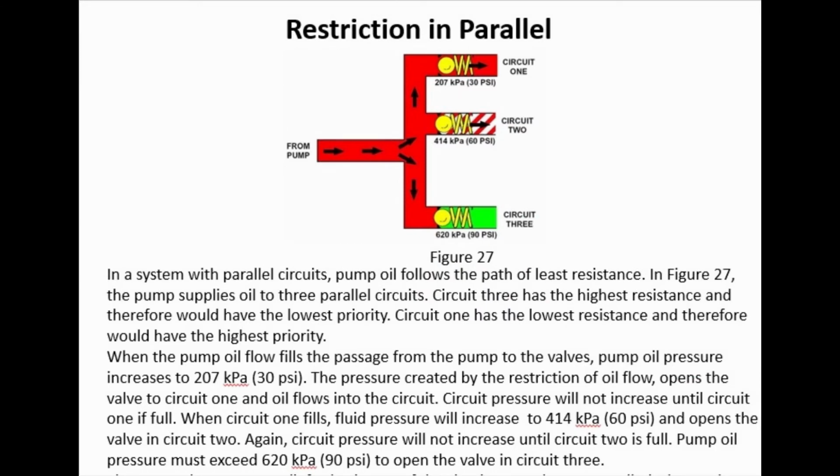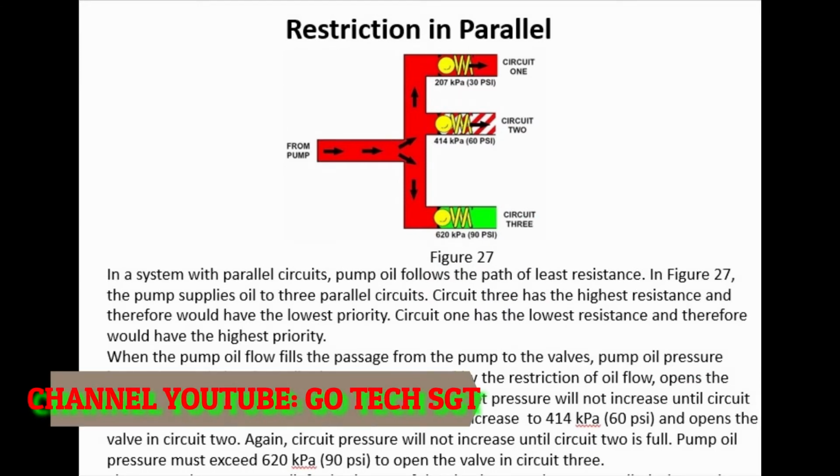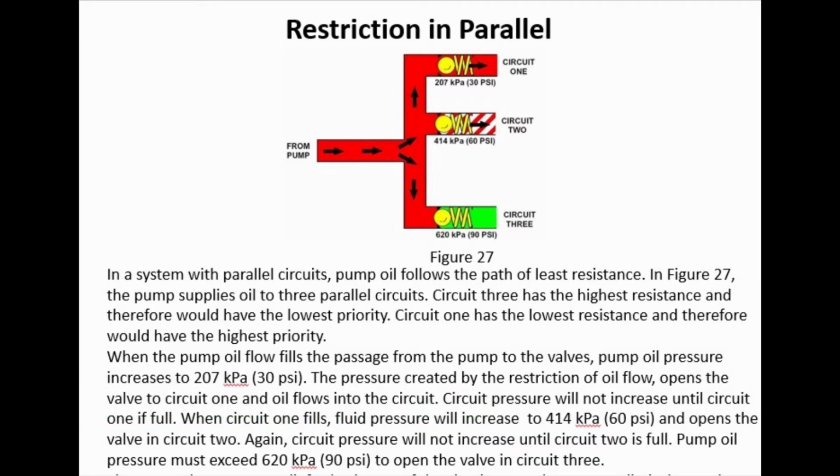Restriction in parallel. In a system with parallel circuits, pump oil follows the path of least resistance. In Figure 27, the pump supplies oil to 3 parallel circuits. Circuit 3 has the highest resistance and therefore would have the lowest priority. Circuit 1 has the lowest resistance and therefore would have the highest priority.